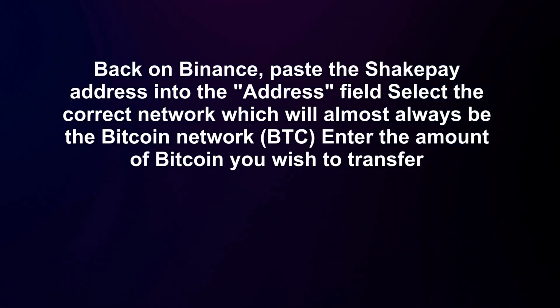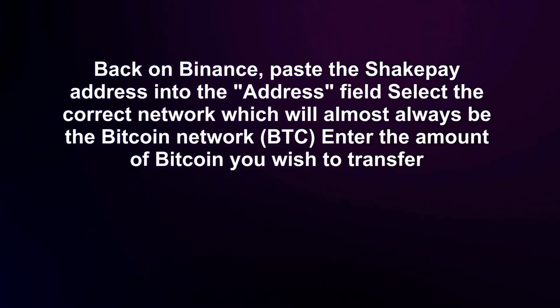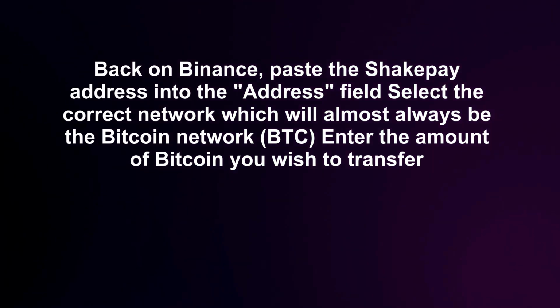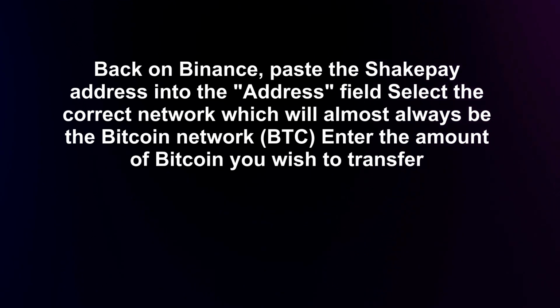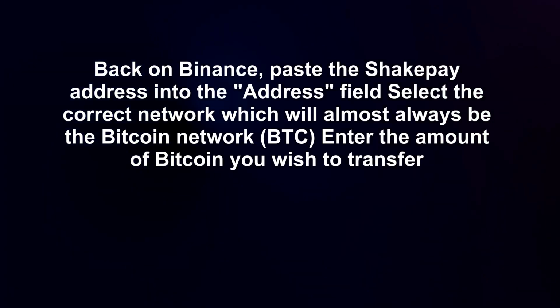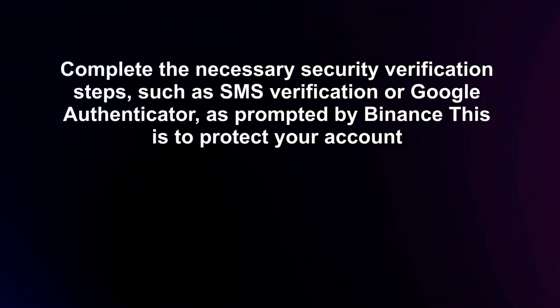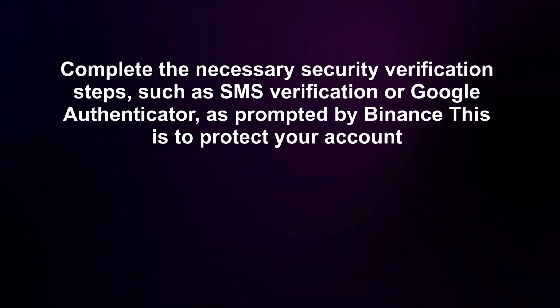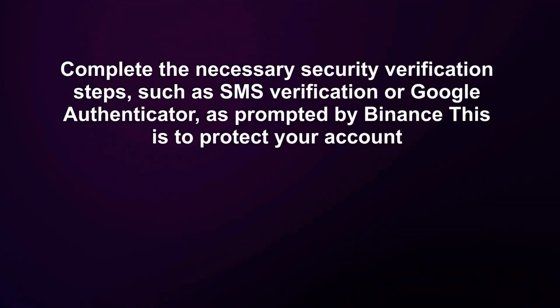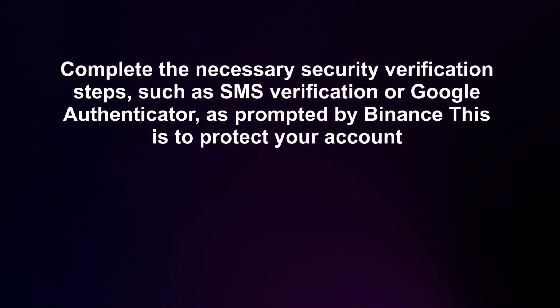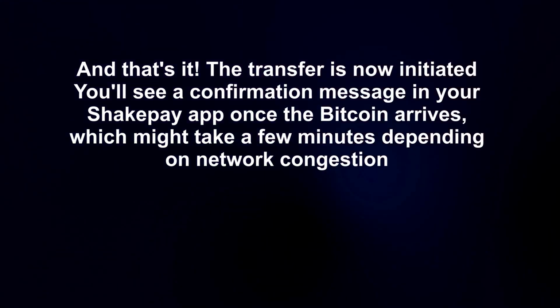Back on Binance, paste the Shakepay address into the address field, select the correct network, which will almost always be the Bitcoin network, BTC. Enter the amount of Bitcoin you wish to transfer. Complete the necessary security verification steps, such as SMS verification or Google Authenticator, as prompted by Binance. This is to protect your account. And that's it. The transfer is now initiated.